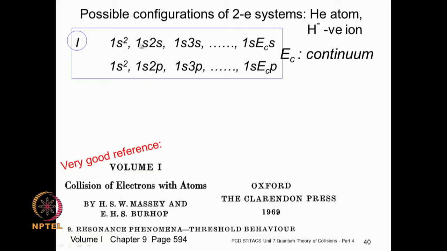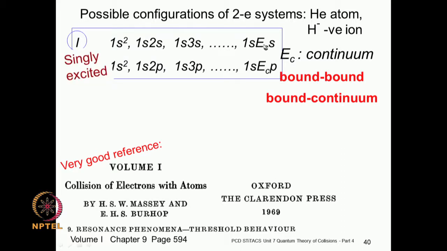So these are the different configurations based on the 1s state. These are the singly excited states. So there is a bound to bound transition, and over here there is a bound to continuum transition. Okay? So these are the singly excited states. One of the 2 electrons is excited to the other electrons, but then you can have excitations of both the electrons. And then you have doubly excited states.